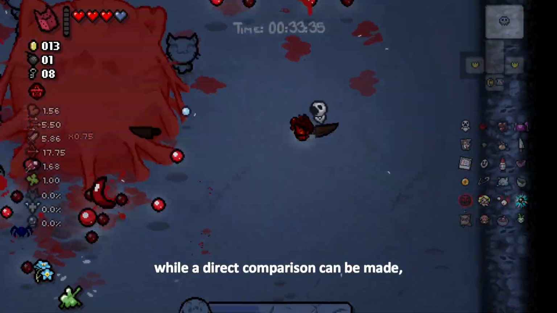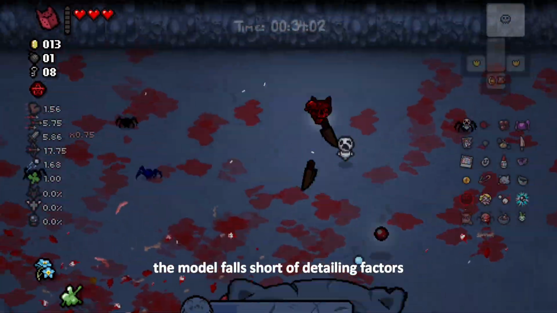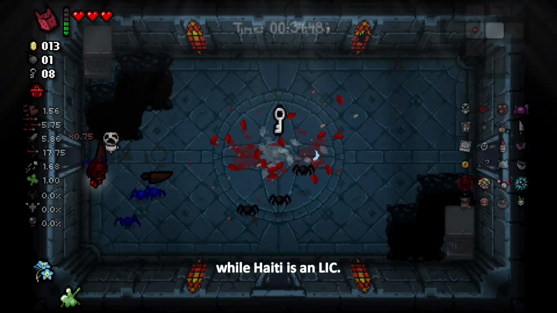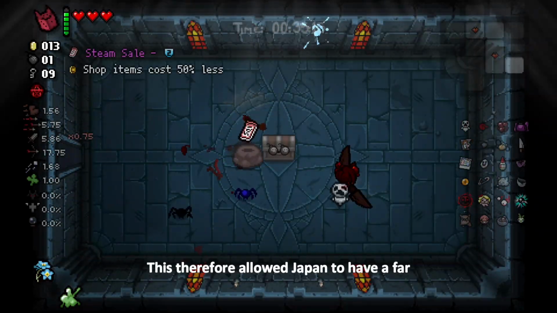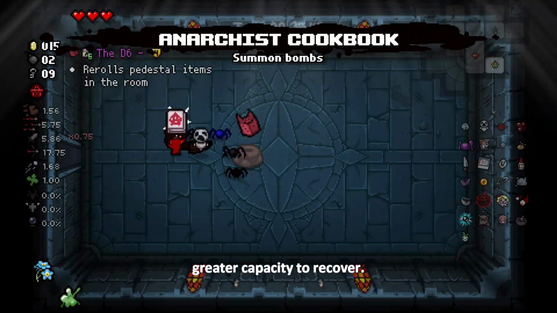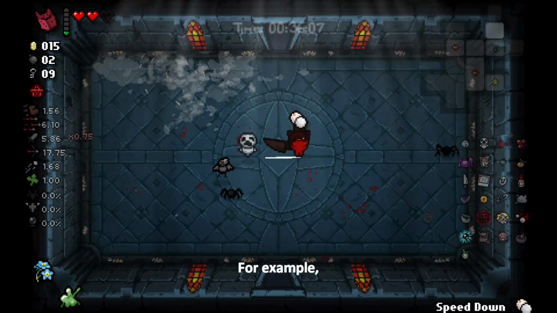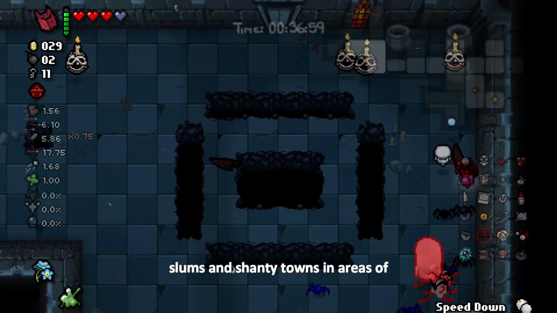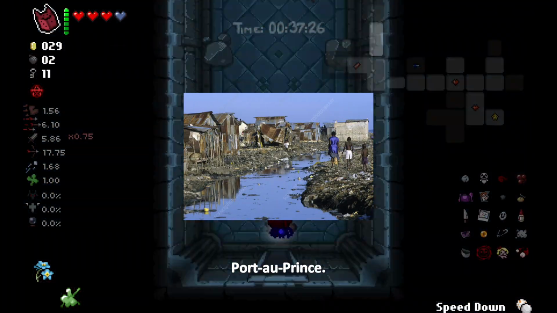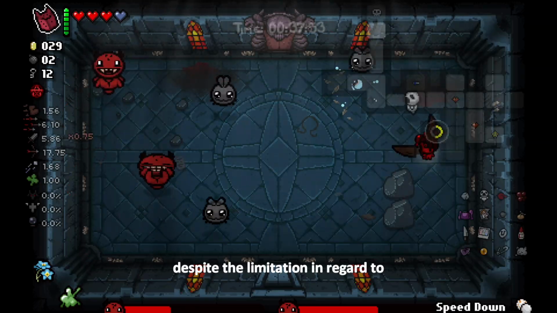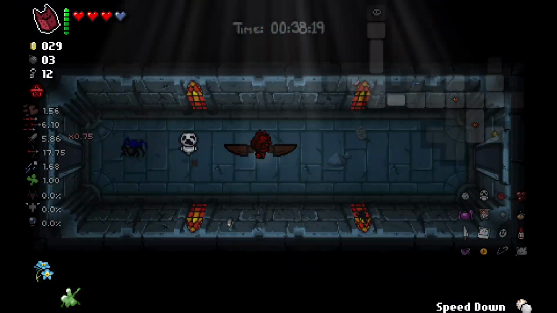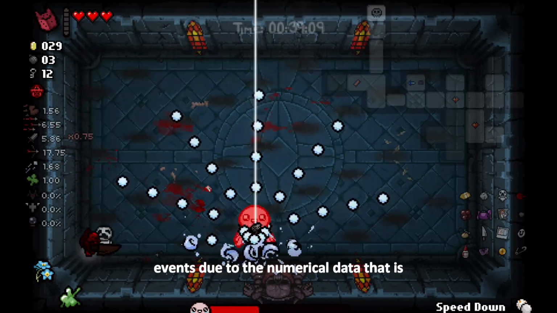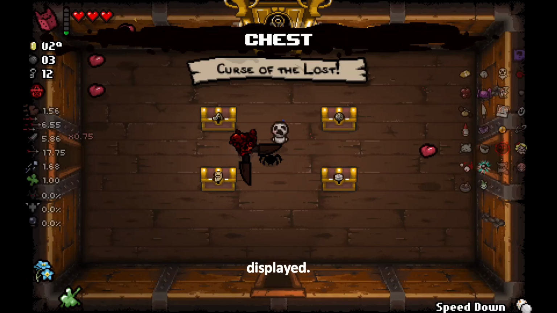Yet, while a direct comparison can be made, the model falls short of detailing factors around the data. For example, Japan is an HIC, while Haiti is an LIC. This therefore allowed Japan to have a far greater capacity to recover. For example, the structural integrity of buildings was far greater in Japan when compared to the slums and shanty towns in areas of Port-au-Prince. Yet, despite the limitation in regard to circumstance and complexity, the Park model remains largely more useful in understanding the impacts of seismic events due to the numerical data that is displayed.